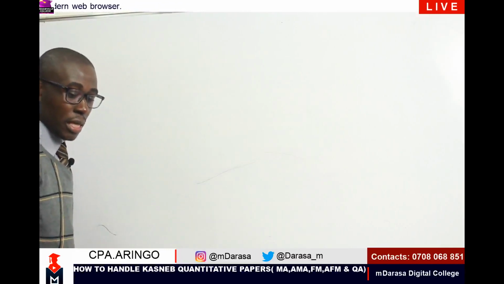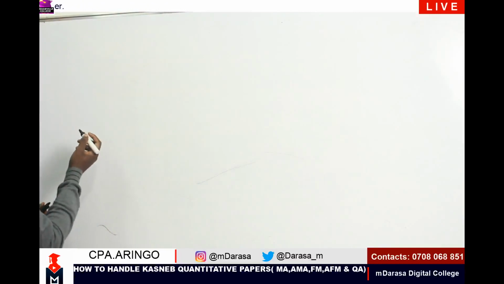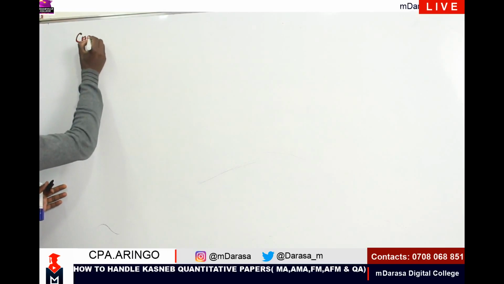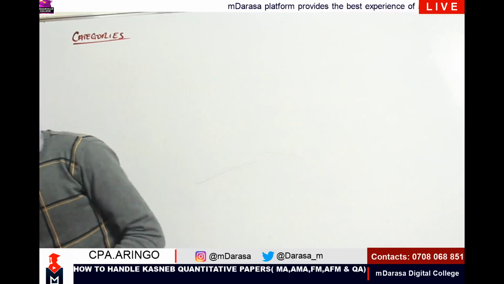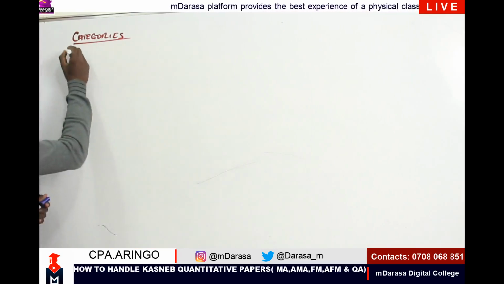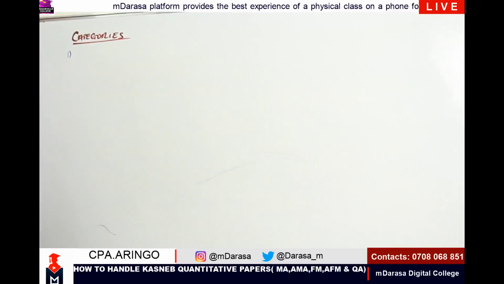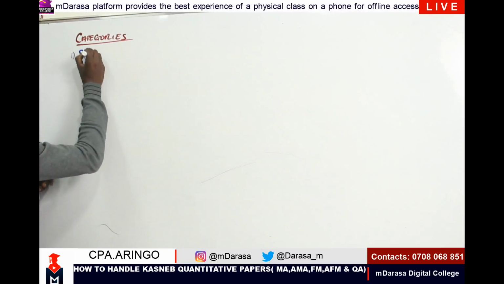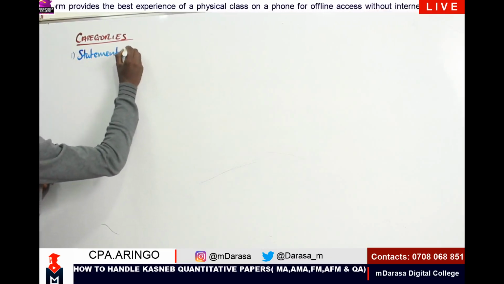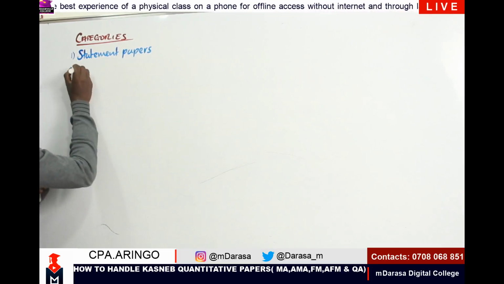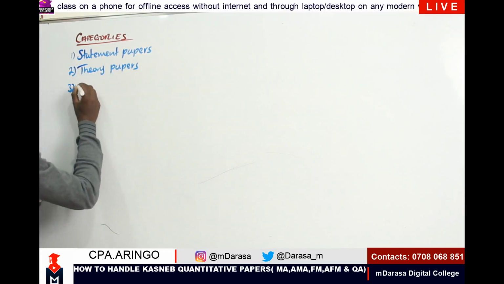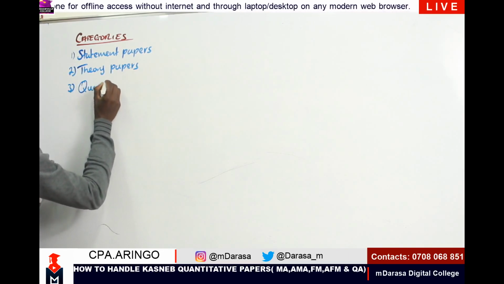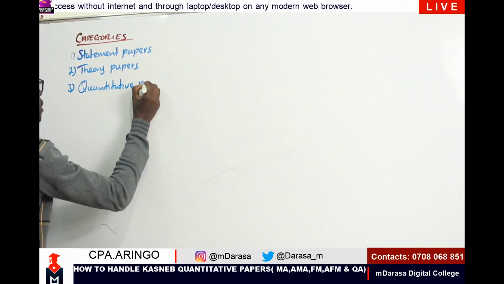And recall, in our previous session, we talked about how these papers are categorized. CPA papers are categorized, and if you can recall very well, we said that we will be talking of, number one, statement papers. Number two, theory papers. And number three, quantitative papers.